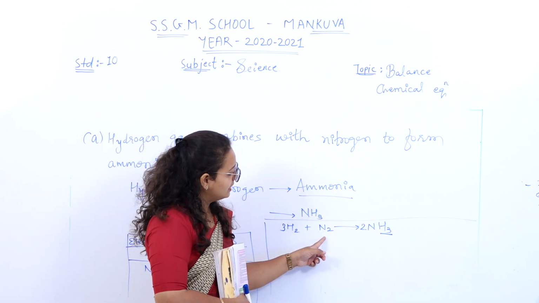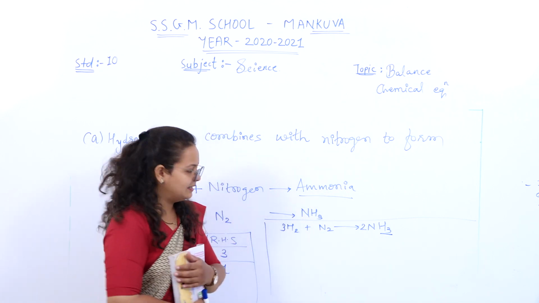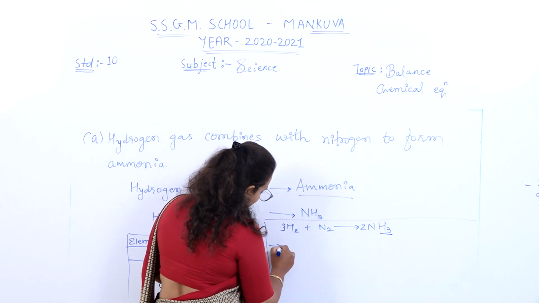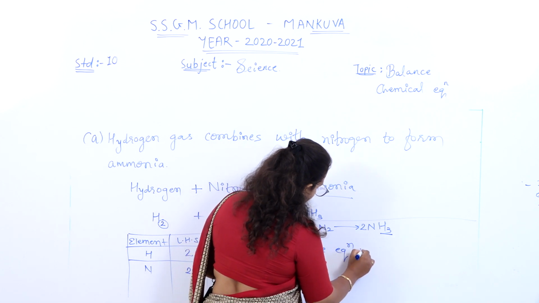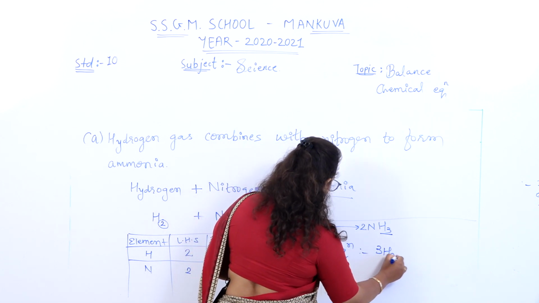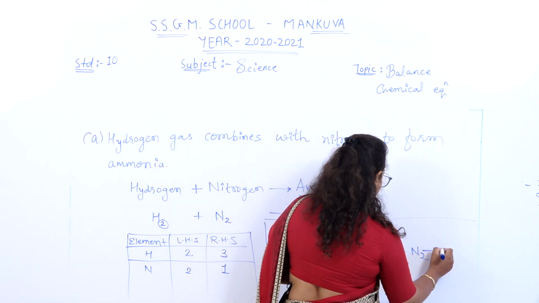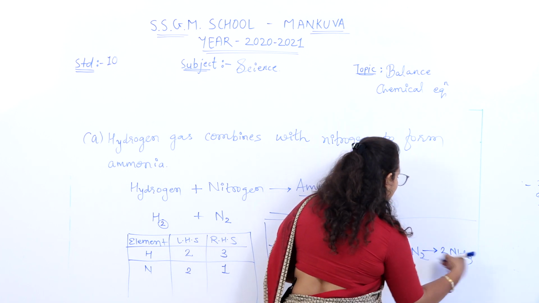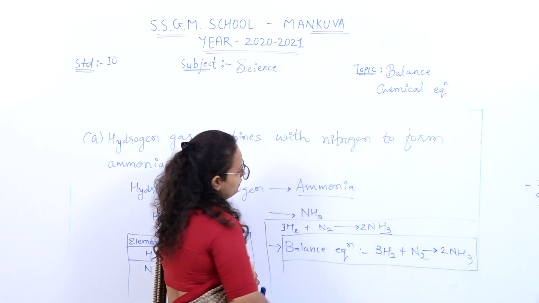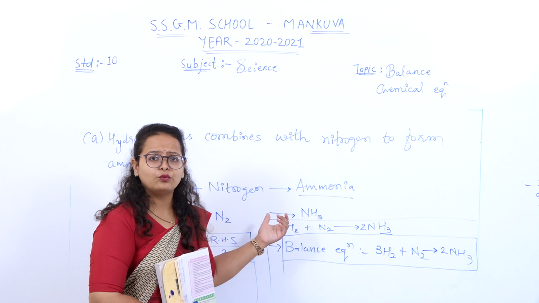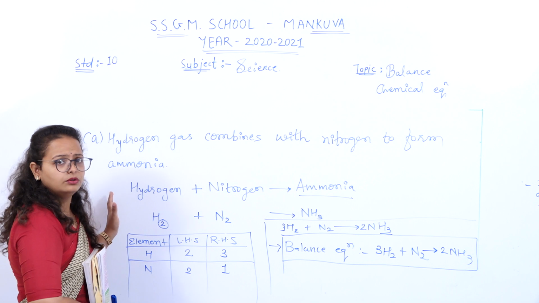How many nitrogen are there on the left hand side? 2. Right hand side 2. Your equation is balanced. So the next step, write down the balanced equation: 3H2 plus N2, which produces 2NH3. Okay? And if you want to make a box on that, you can make. So this is the first question. I think it is clear to all of you.